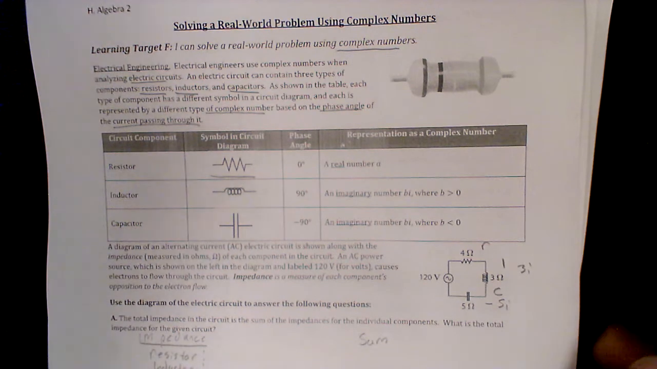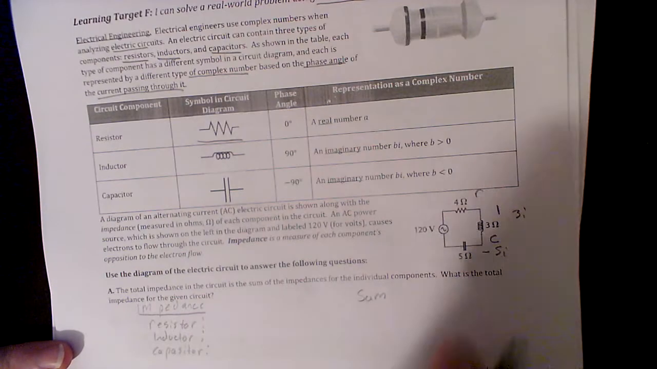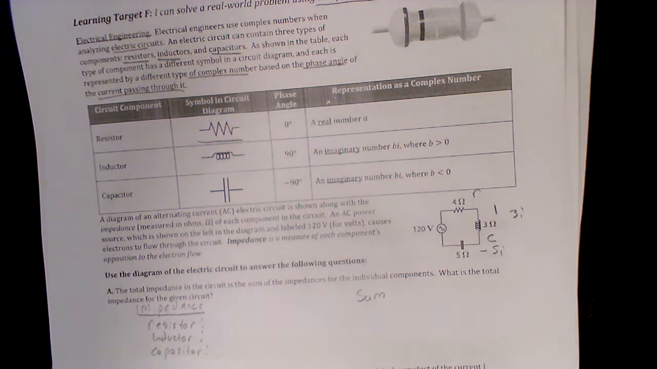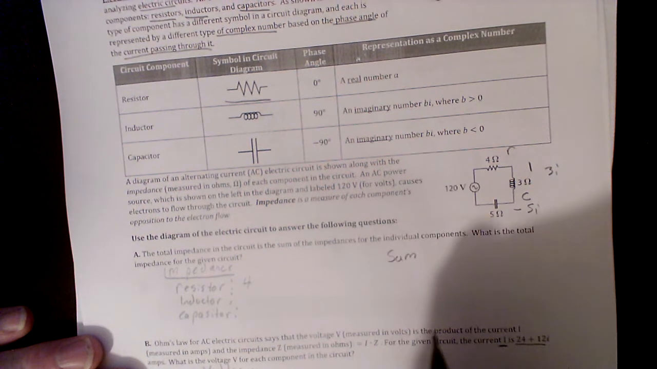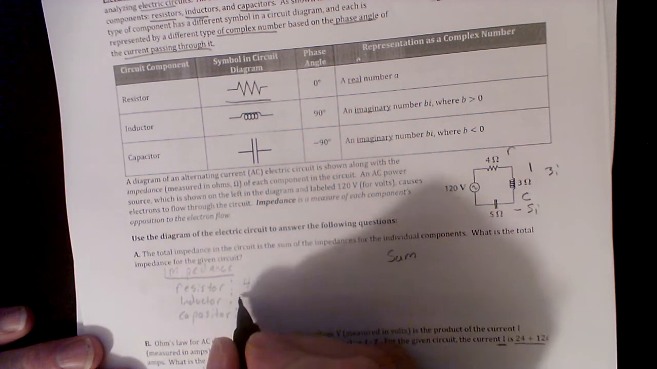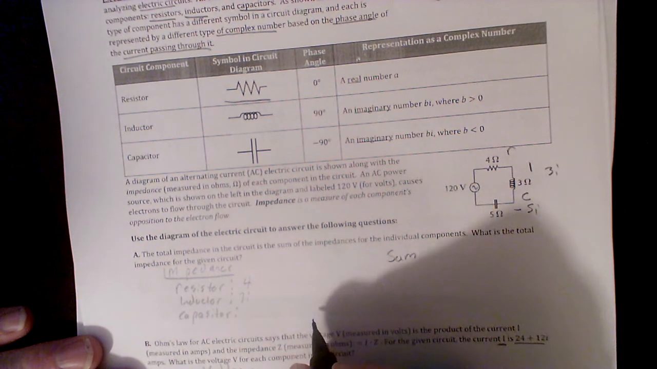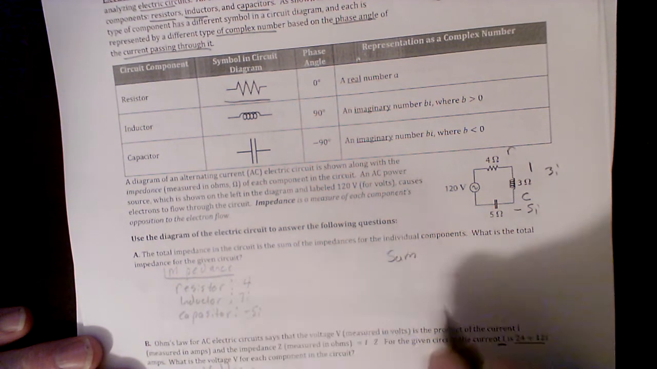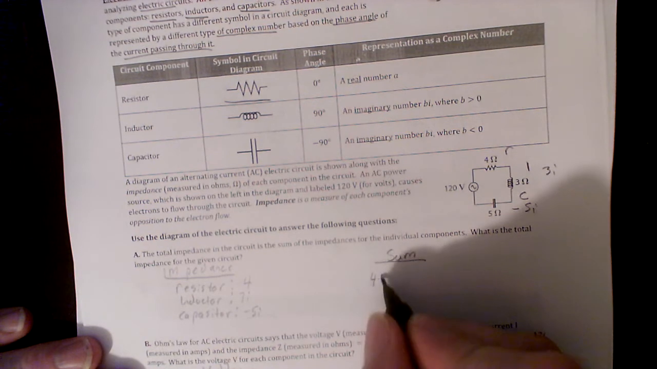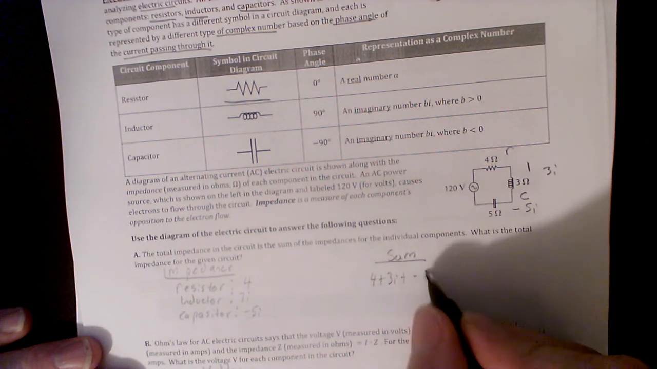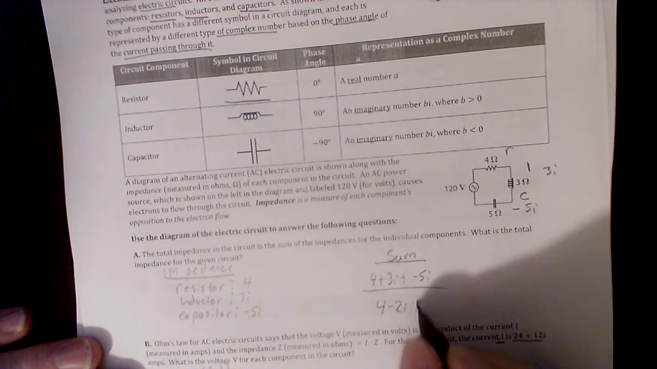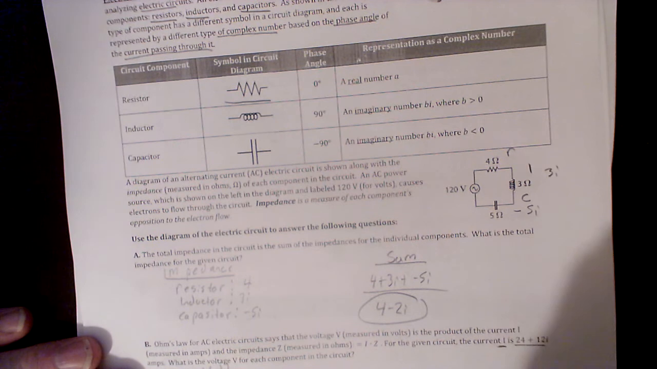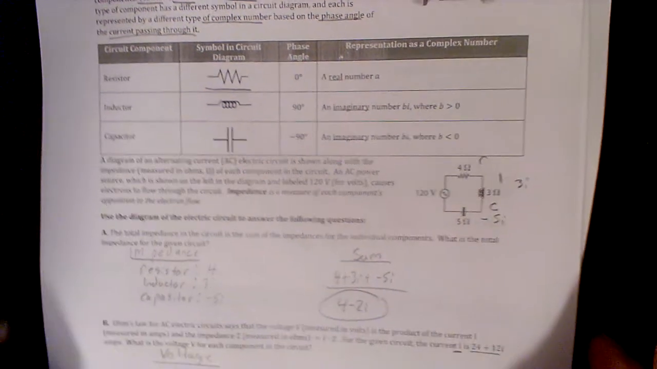So let's keep going. The total impedance is the sum of the impedances of the parts. Well, we listed the resistor of 4, right? We listed the inductor as 3I and the capacitor as negative 5I. So the sum is going to be 4 plus 3I plus negative 5I, which should give us a sum of impedance of 4 minus 2I. I'm going to circle that right there. All right, that's the sum of the impedance.